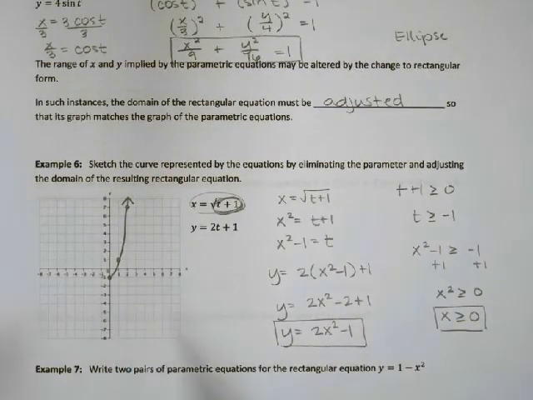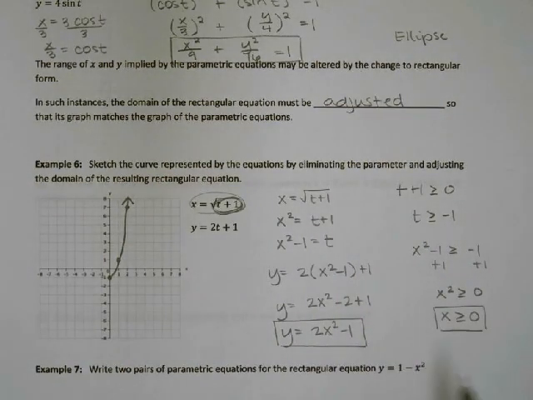All right, so I only drew the right side, and that was because I had some limitations in my parametric equation that I had to keep when I wrote that equation in the rectangular form.